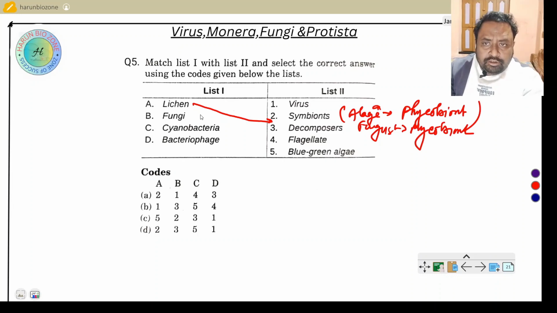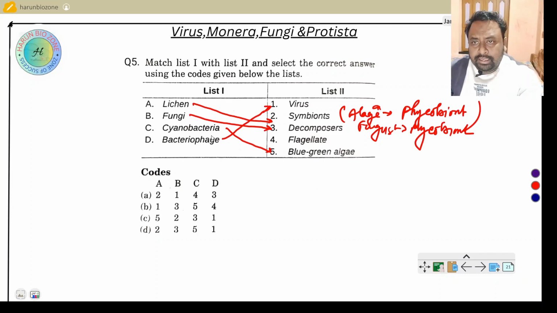Fungi are decomposers. They decompose the body. Cyanobacteria, the blue green algae, and bacteriophage is a virus. Okay. So here the right option: A3, lichen; A2, B3. This is the right option.